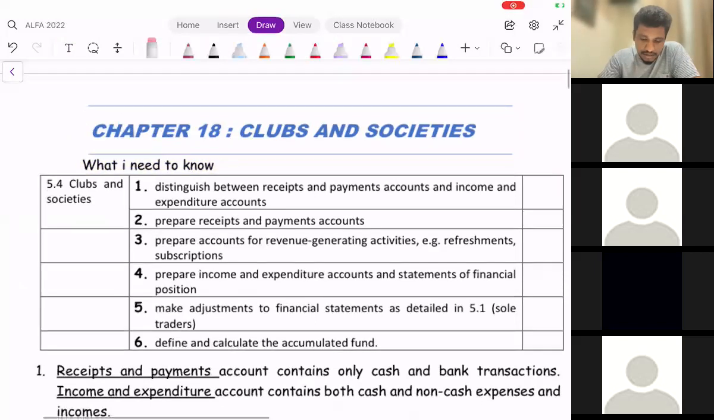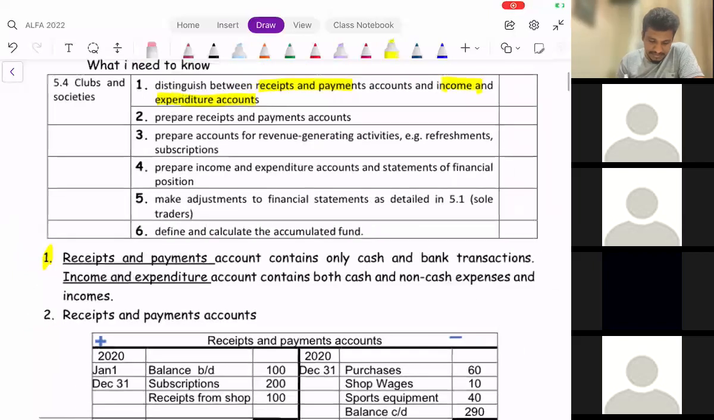First, you need to distinguish between receipt and payment, and income and expenditure. What is the receipt and payment? Receipt and payment contains only the cash and bank transactions. Money in, money out only.